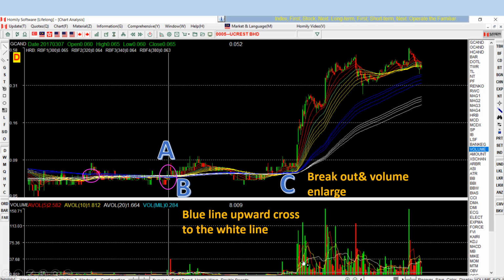And combined with this one, the volume, we can see the volume enlarged. So here will be an effective bottom, and it will form a long-term uptrend. So this is the best buy point here, the best buy point.